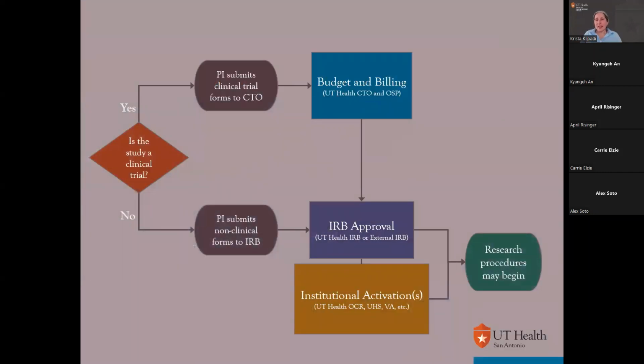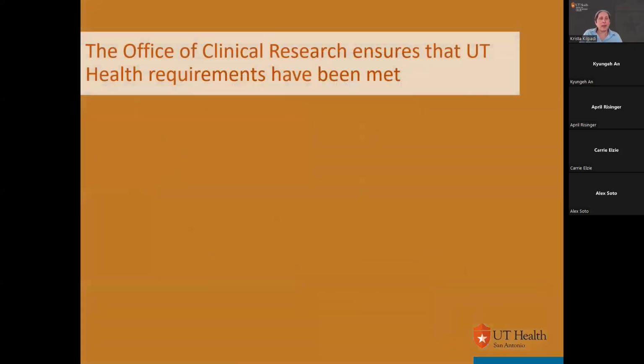All right, so that's kind of the overview of IRB approval here at the Health Science Center. And in parallel with the IRB review, these things kind of happen at the same time, we also get institutional activation. And that's going to include the UT Health Office of Clinical Research and any reviews by UHS, the VA, our other affiliates. And the purpose of the Office of Clinical Research is to ensure that UT Health requirements have been met.